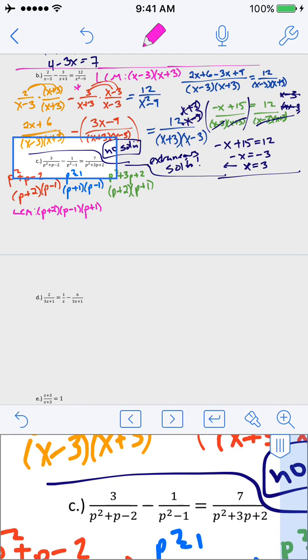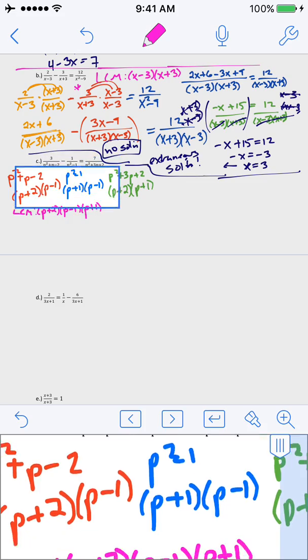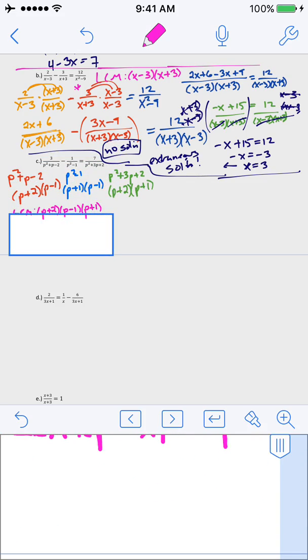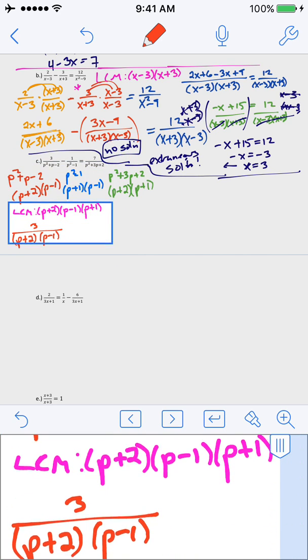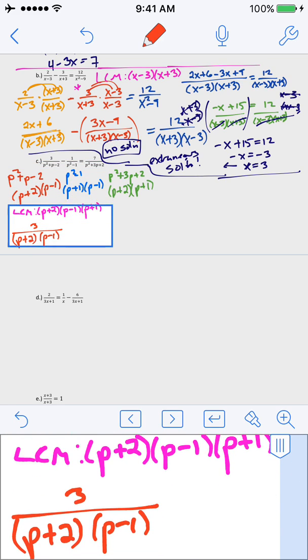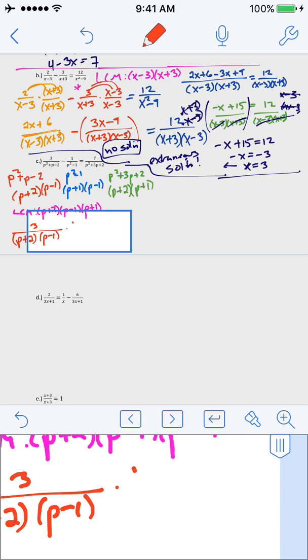Alright, let's take my original equation now and rewrite it using the factored form and with what's missing. My first term, I had 3 over, and when I factored it, p plus 2 and p minus 1. That's the whole term in factored form. What's missing is that p plus 1, right? So I multiply it by p plus 1 over p plus 1.